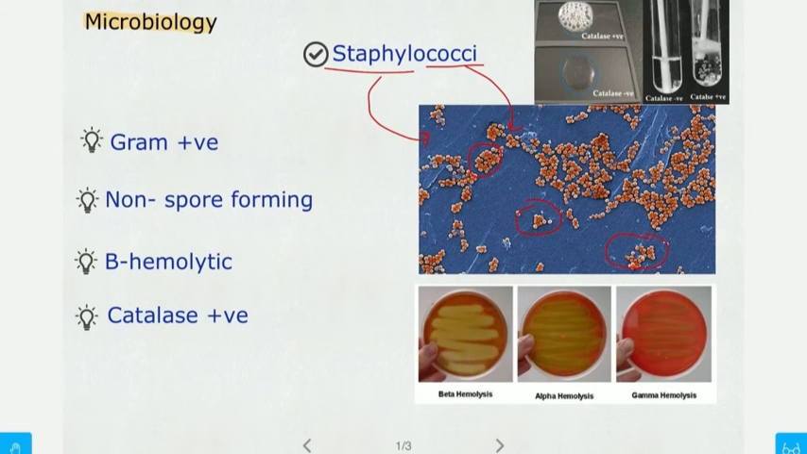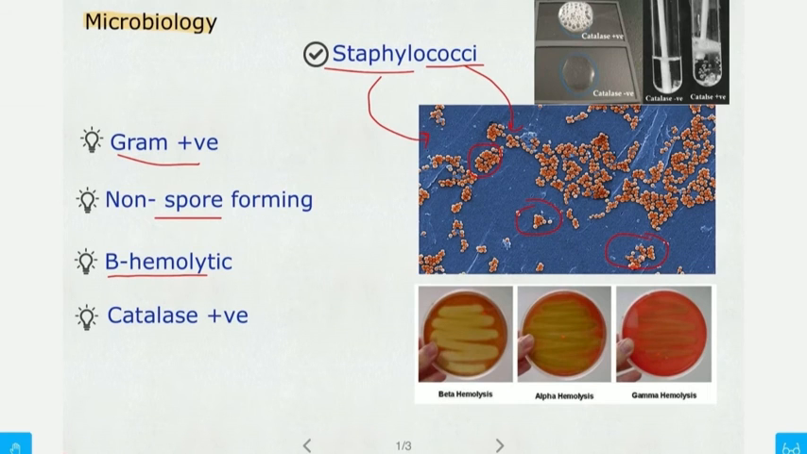Now, the first thing we'd like to mention about this bacteria is that it's gram-positive, and this is usually obtained by performing a gram stain, which we will discuss in more detail later on. The second thing to note about this bacteria is that it is non-spore forming, and spore formation is considered a virulence factor of bacteria, and what that means is that it makes it more pathogenic or more able to cause disease. Third, we mentioned that Staphylococci is considered beta hemolytic.